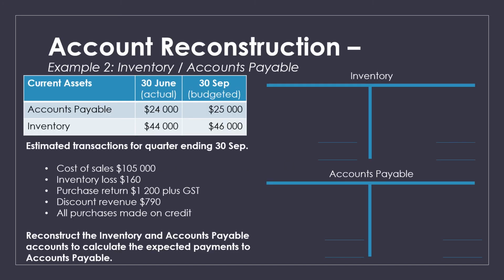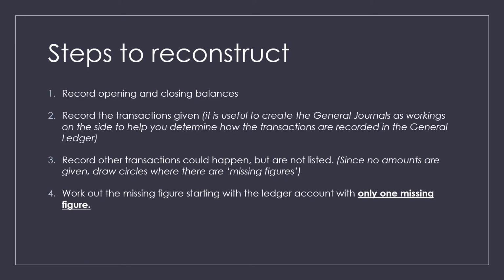We will now be reconstructing the inventory and accounts payable ledger accounts to determine the expected payments to the accounts payable for the quarter ending 30th of September. Here are the steps that we will follow to help us reconstruct the accounts. Firstly, we're going to record the opening and closing balances. And secondly, we're going to record the transactions given.